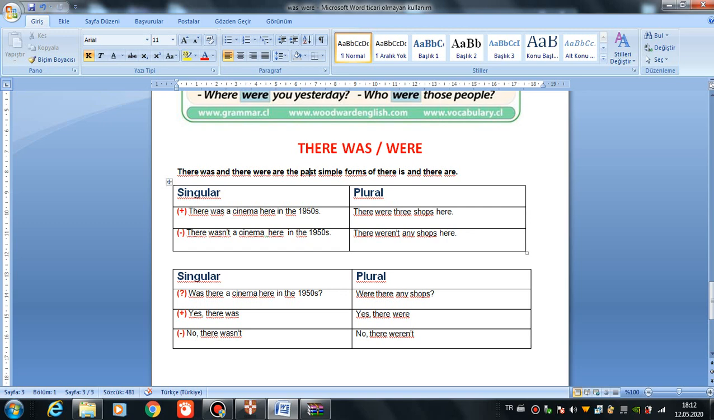In negative form, look at the negative form. There wasn't a cinema here in the 1980s. There weren't any shops here. Look at here. Question form. Was there a cinema in here in 1980s? Yeah. Were there any shops? Yes, there was. No, there wasn't. Yes, there were. No, there weren't.